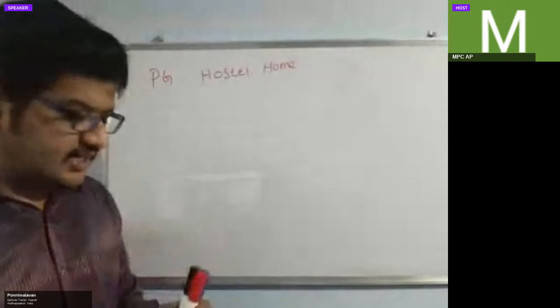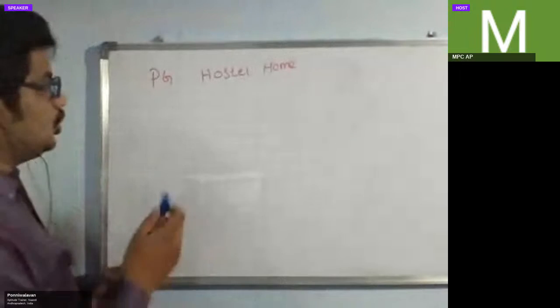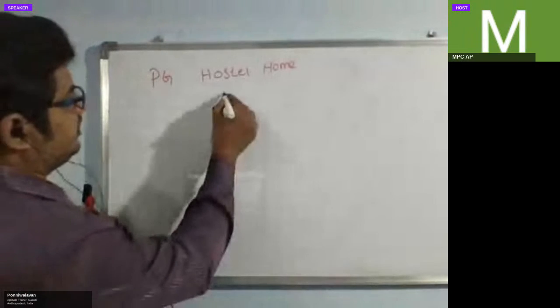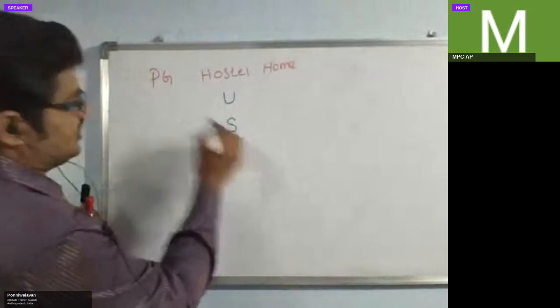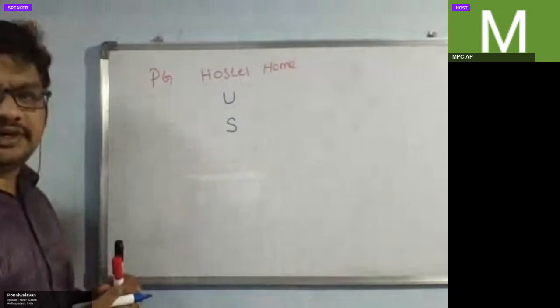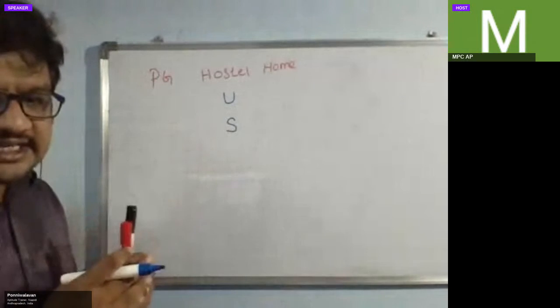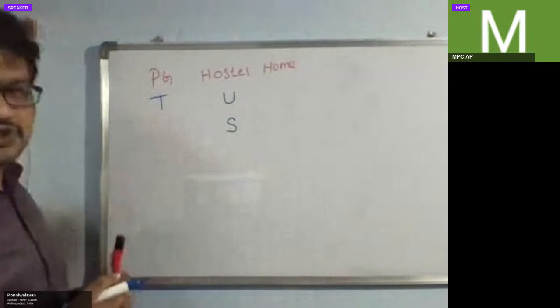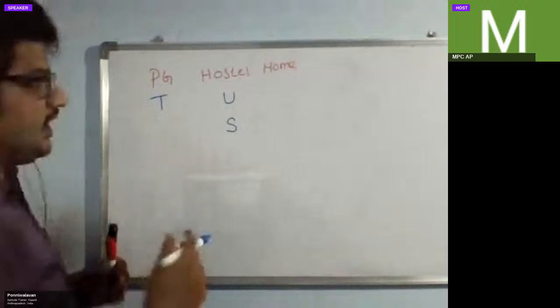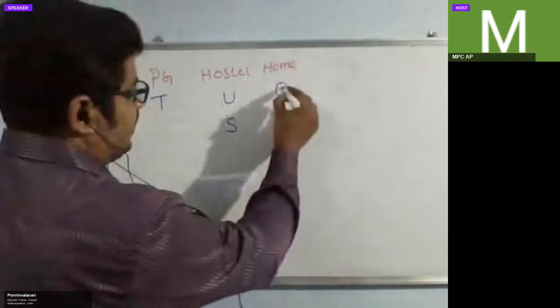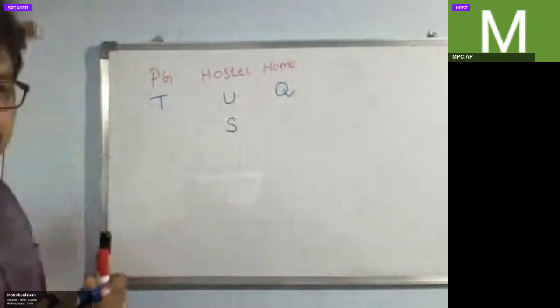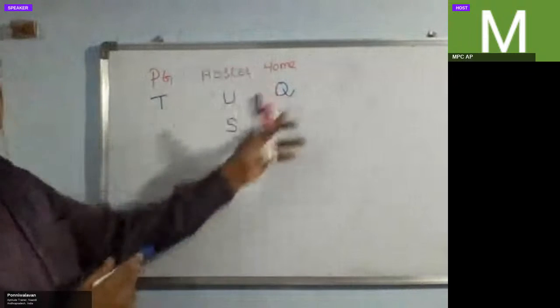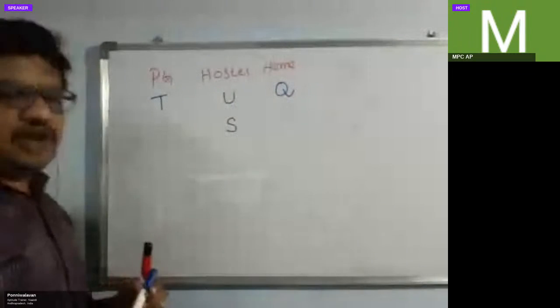U and S stay in hostel. Okay, listen. U and S stay in hostel. T stays as PG. Q stays at home. Okay, 4 members' place of staying we got.